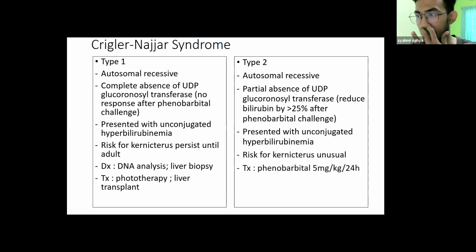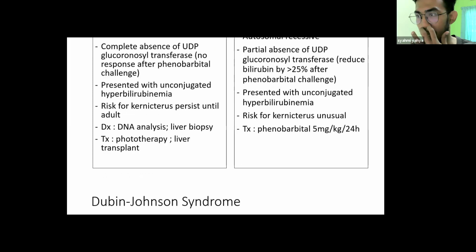But there are risks of complications. So treatment will give phenobarbital.